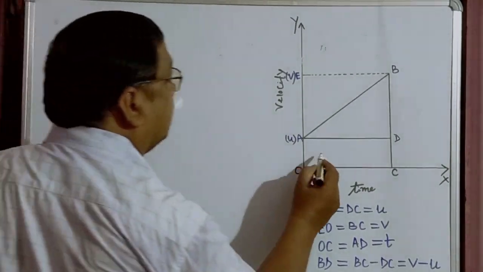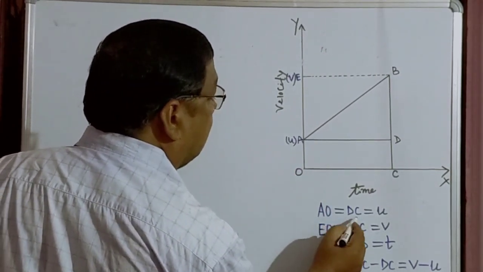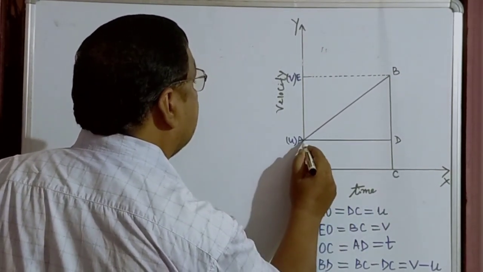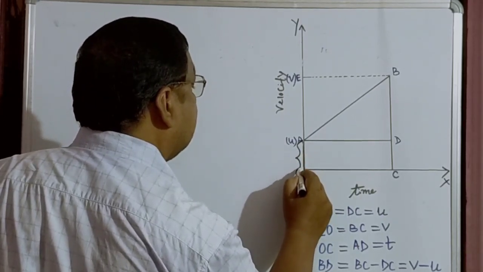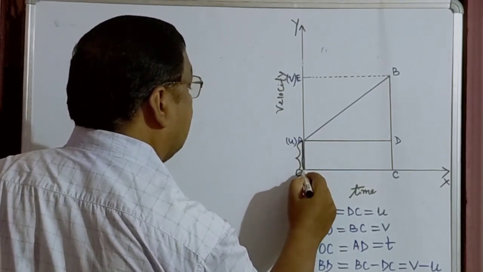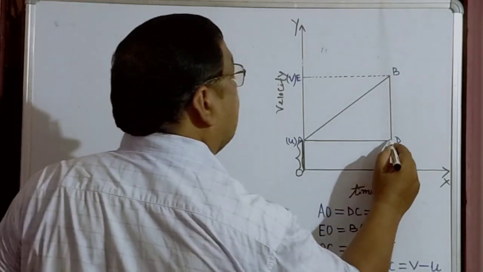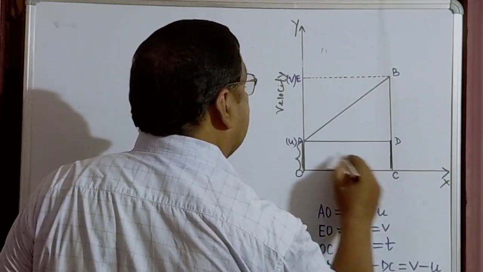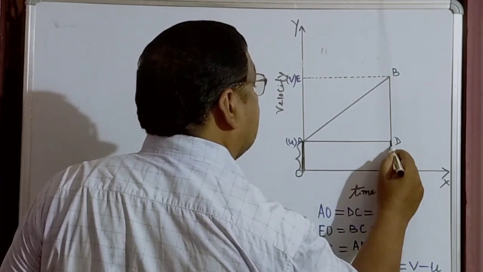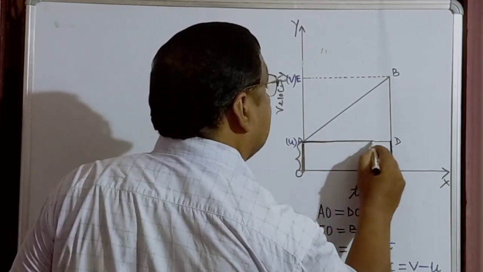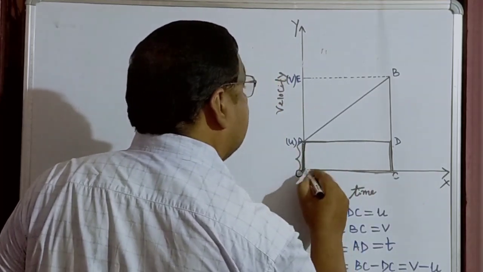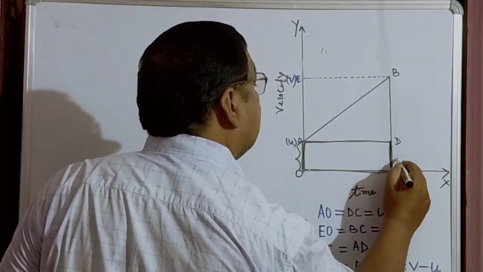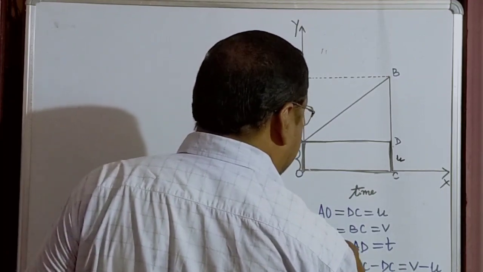Look at this graph. Here AO is equal to DC is equal to u. This portion AO, we know, is equal to the initial velocity u. This portion is equal to this portion, since this is a rectangle and opposite sides are equal. So AO is equal to DC, and this is also u. And EO is equal to BC.